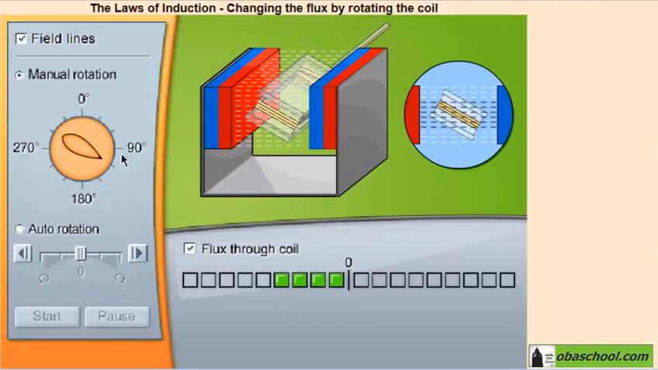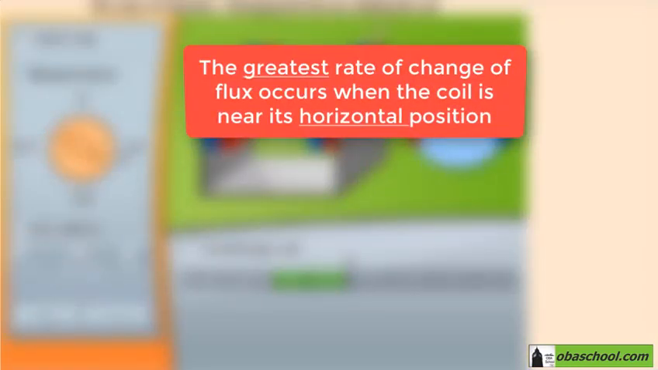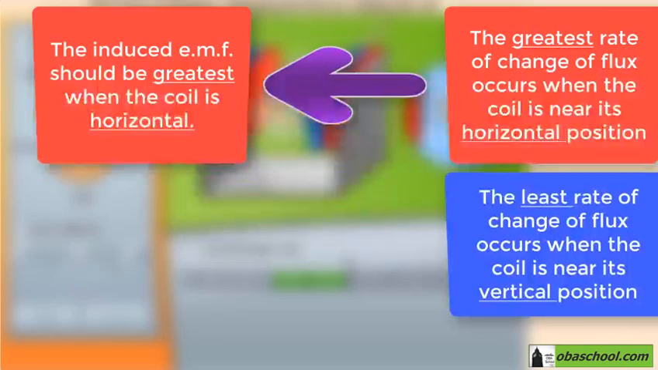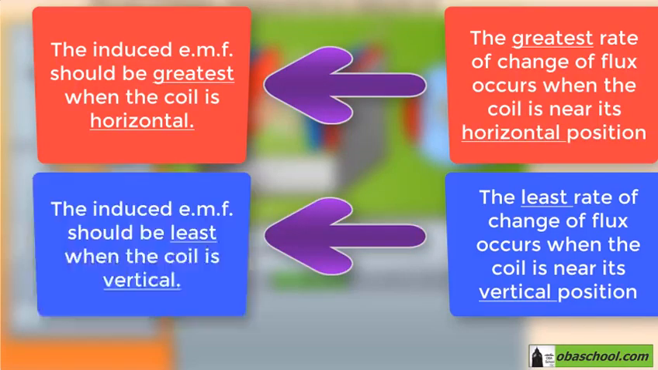Therefore, the greatest rate of change of a flux occurs when the coil is near its horizontal position, and the least is when it's near its vertical position. Hence, the induced electromotive force should be greatest when the coil is horizontal and least when it's vertical.